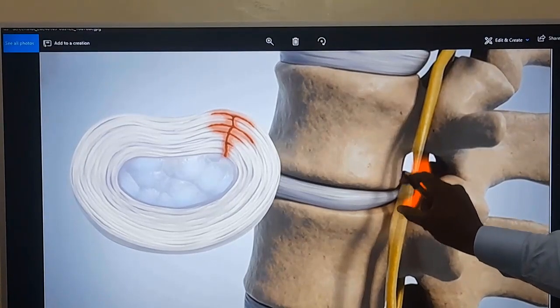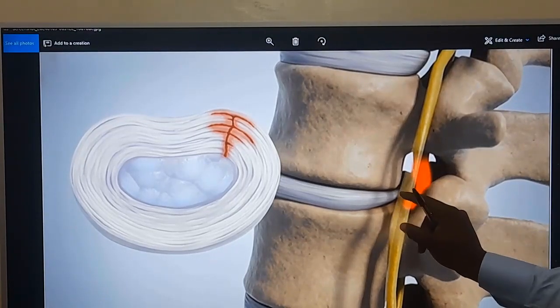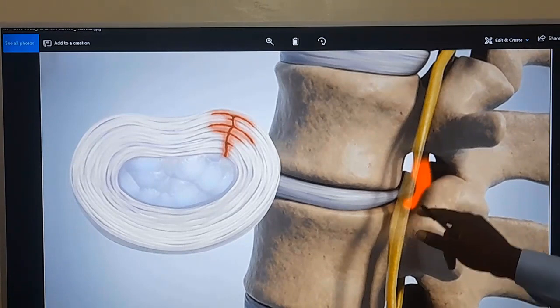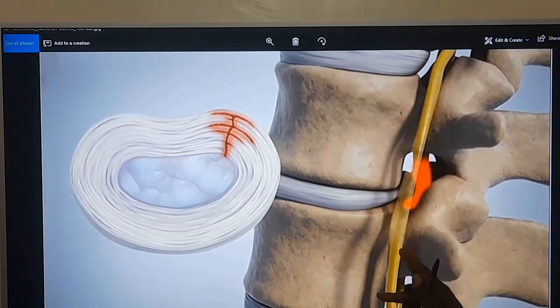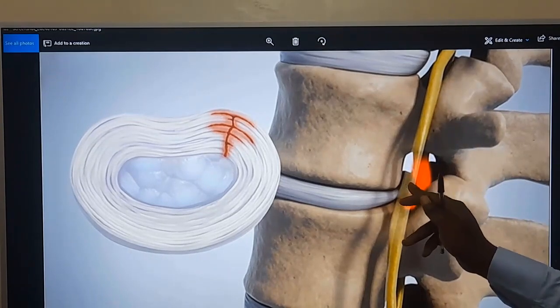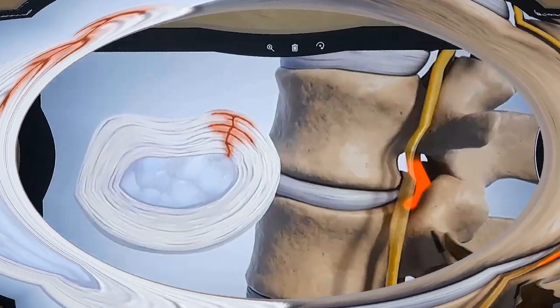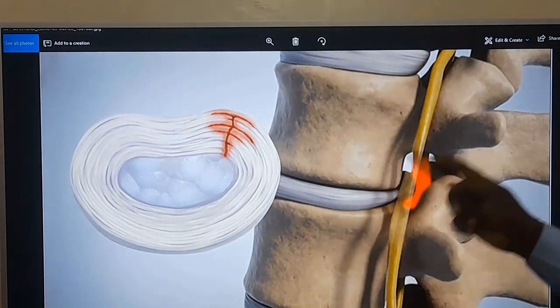You can see that this side is a bit compressed. As it's being compressed, it is touching on the nerve. Remember that there's a nerve canal here. It's touching on the nerve and it's going to cause pain. Alright, so back to the quantum analyzer results.